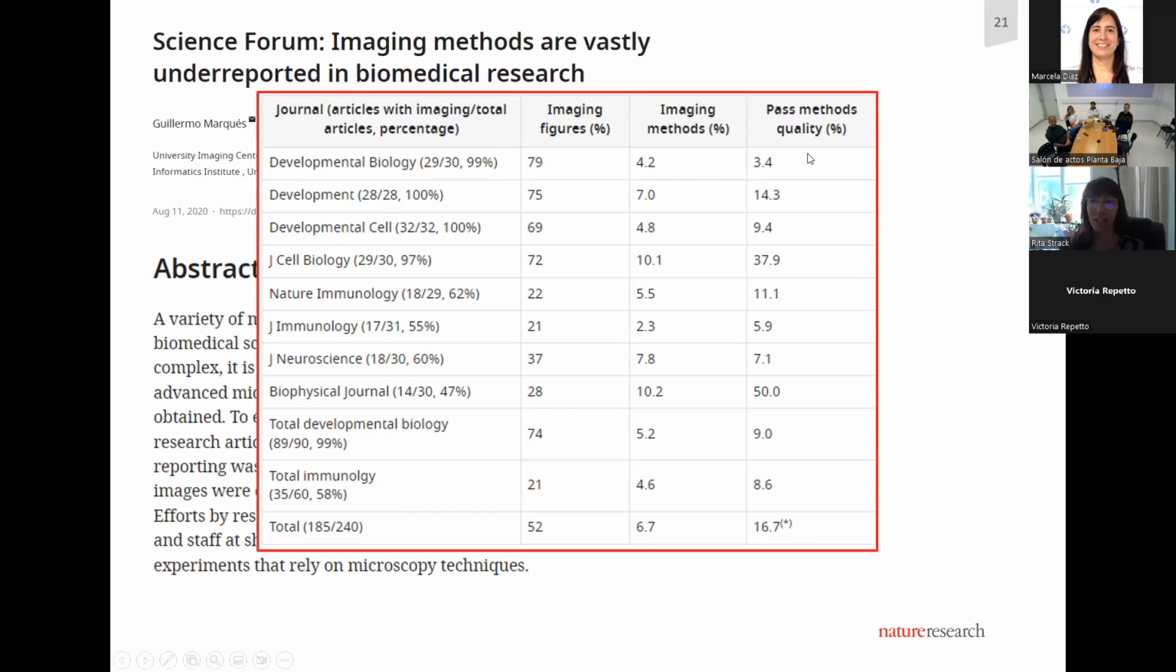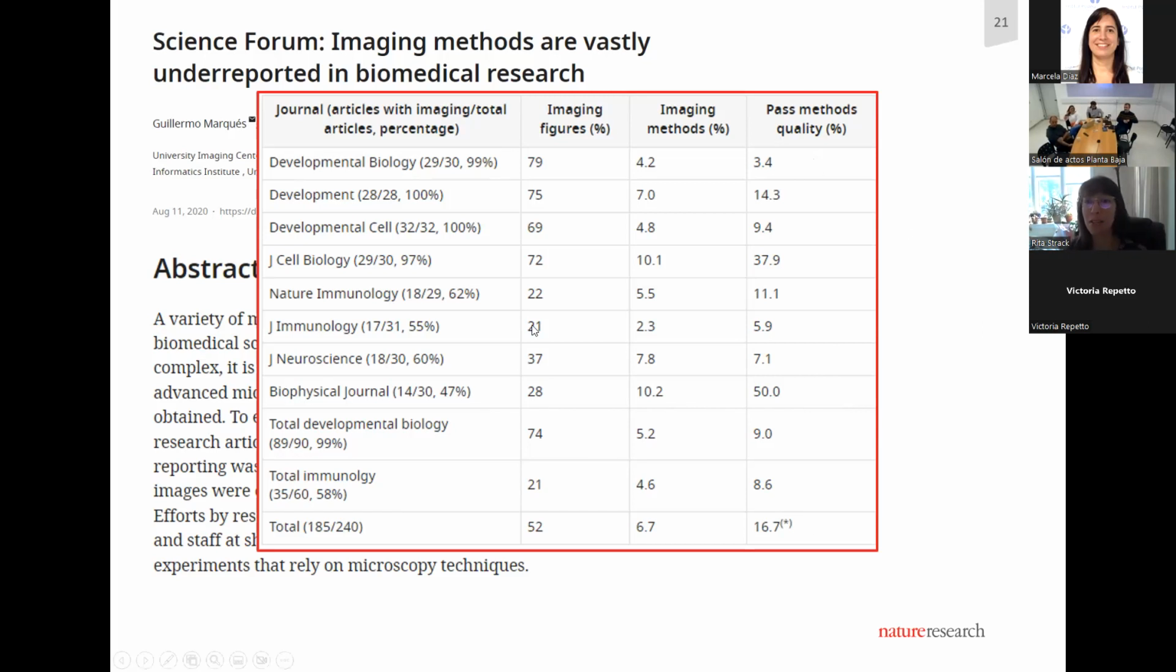I haven't done this independently for Nature Methods, but I read for those things, and I'm almost certain we would be closer to like 100%. But I can't say that for sure because I haven't done it. But it doesn't surprise me that, for example, Biophysical Journal did relatively well, because a lot of their authors are developers, are microscopists.